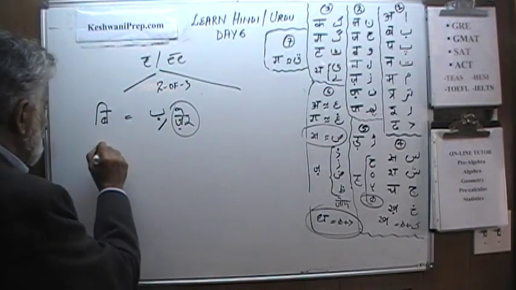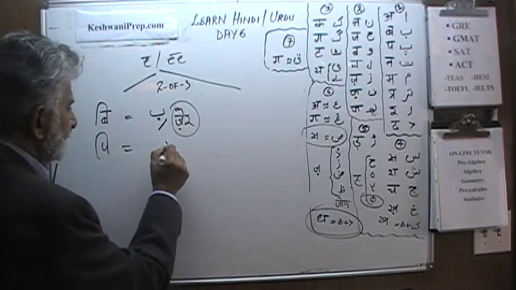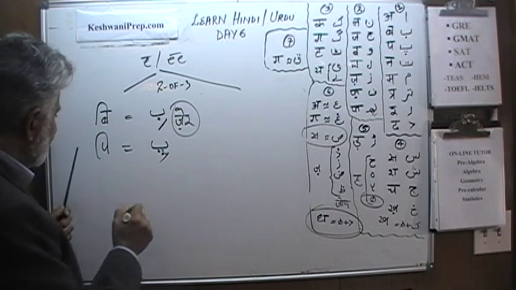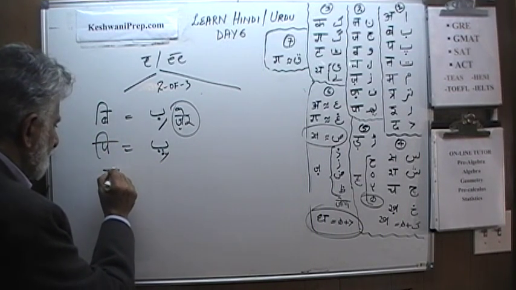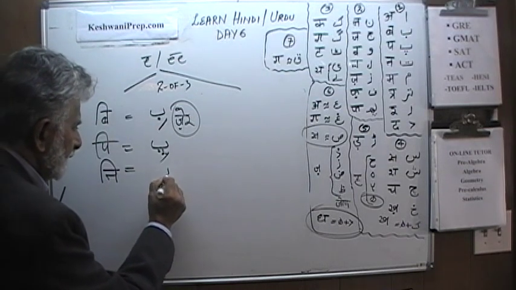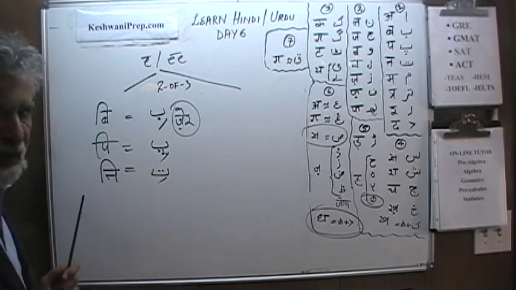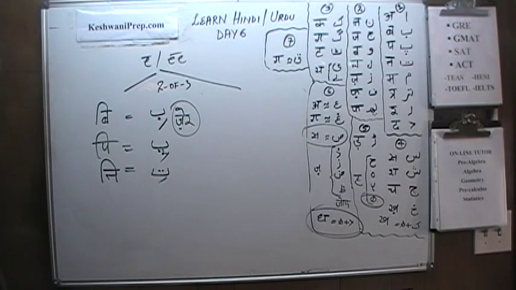Similarly, P will become short P if you put the stick to the left. Similarly, if you have a T, you just put the matra. Very simple, very straightforward. We did it yesterday. And in Urdu, you just put a zer underneath it.